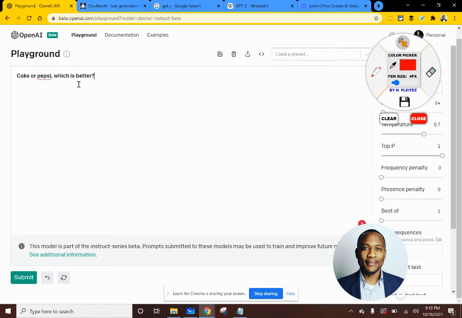Let AI speak for us. So which of these is better? Is it Coke or Pepsi? Which is better? So let's go ahead and run this with GPT-3. I think I need to select that. And then we're going to run that with GPT-3. Whoo!